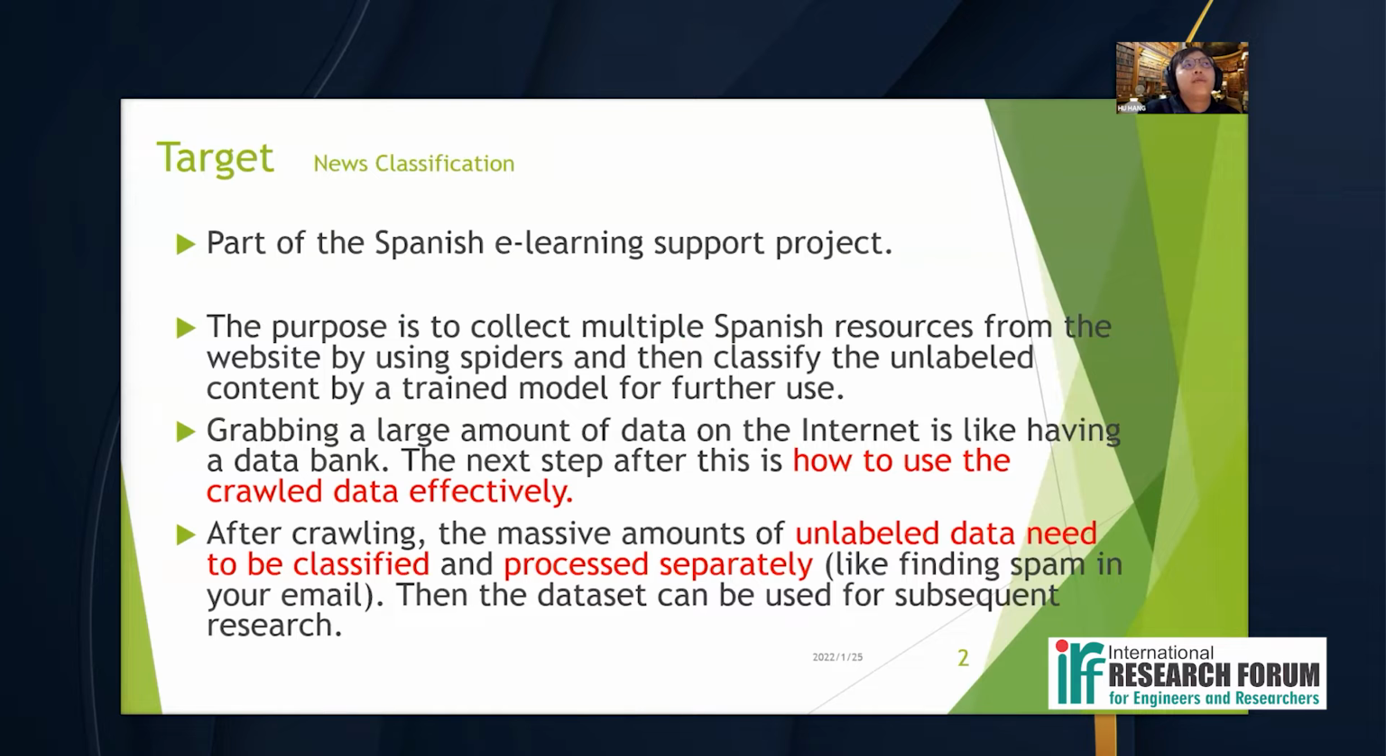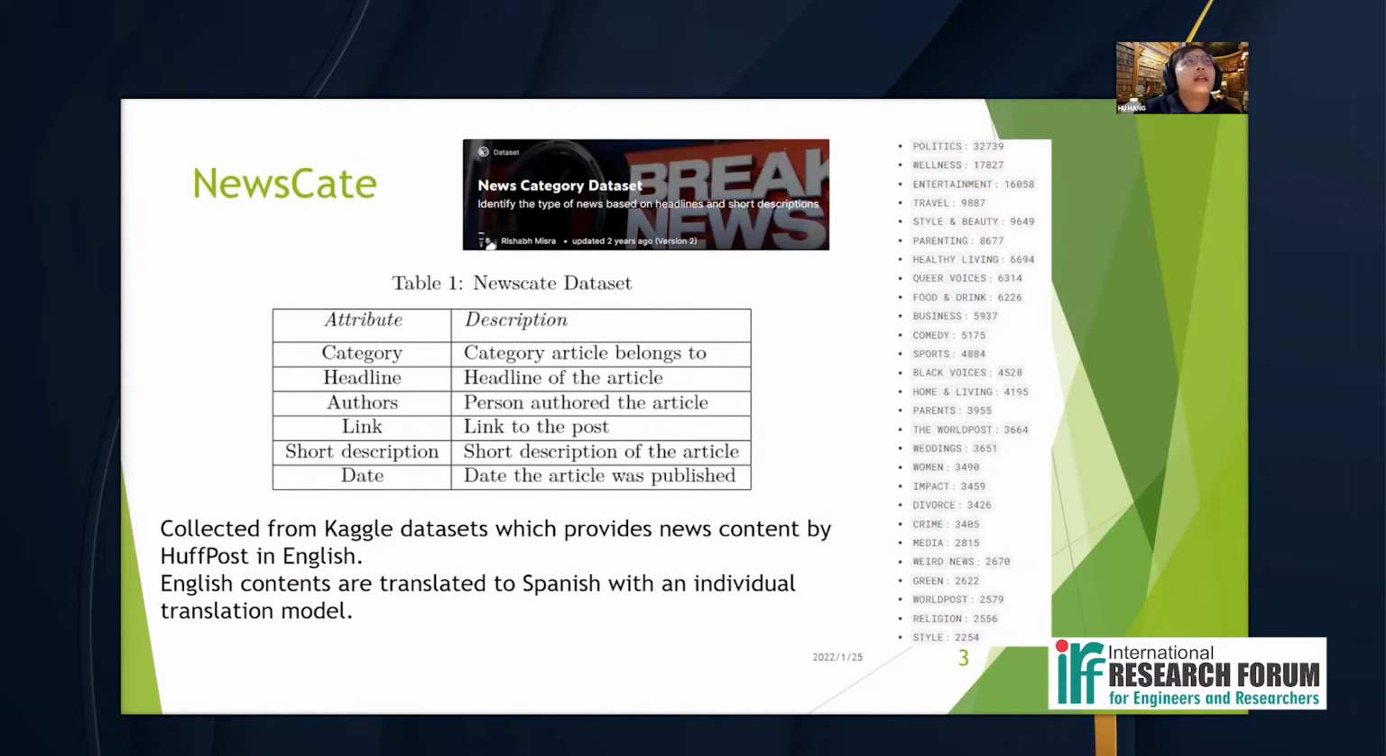Grabbing a large amount of data from the internet is just like having a data bank. The next step is how to use the crawled data effectively. After the crawling, the massive amount of unlabeled data needs to be classified and processed separately. This process is just like finding spam in your emails, and the dataset can be used for subsequent research. We mainly use two news datasets for our research.